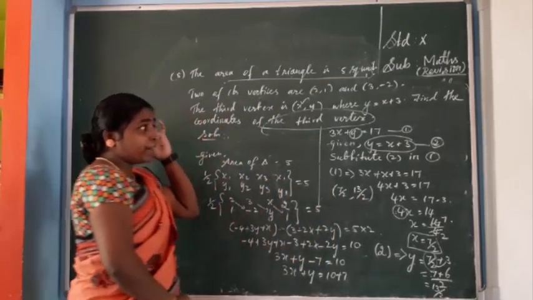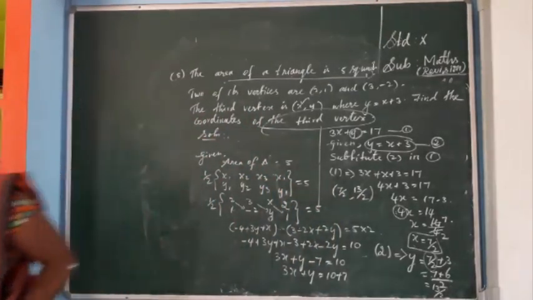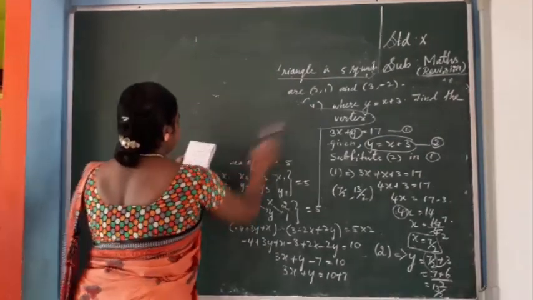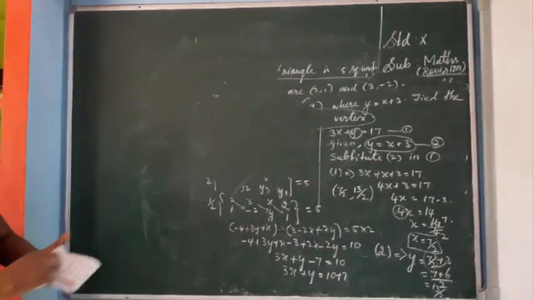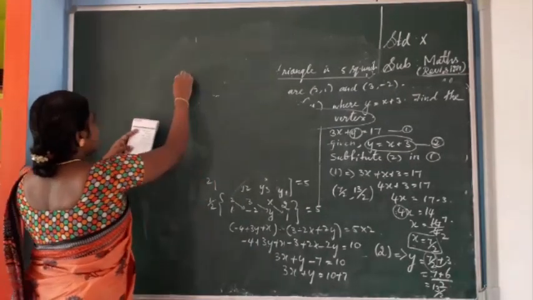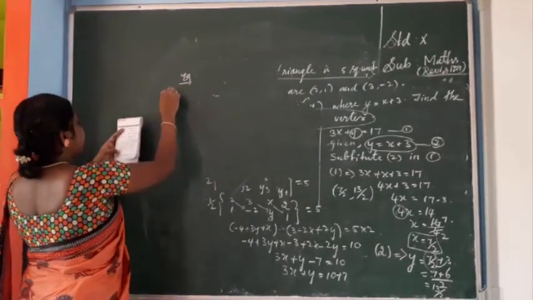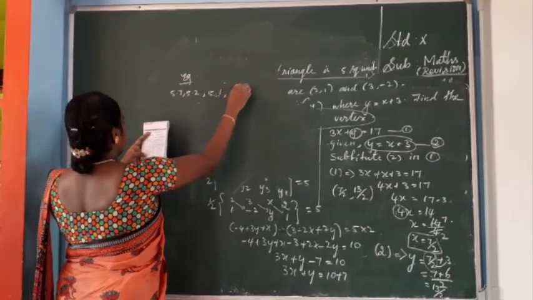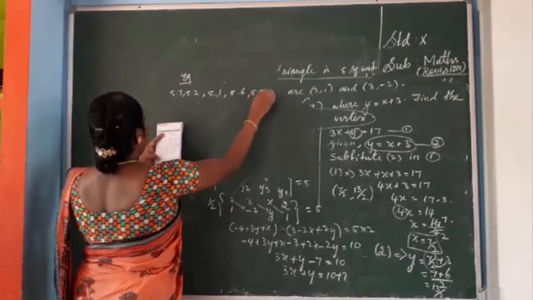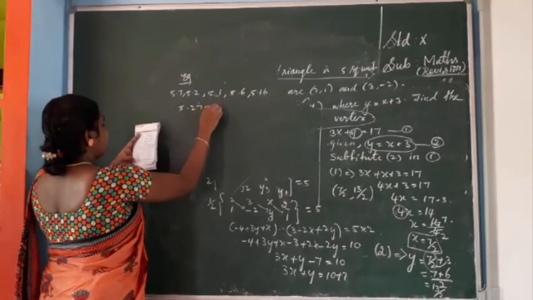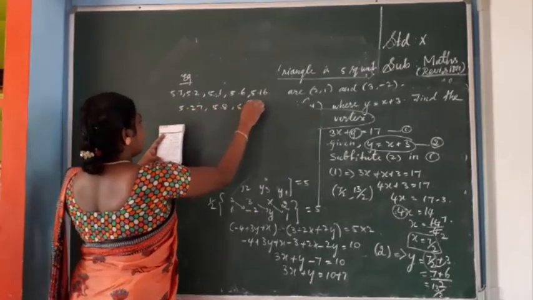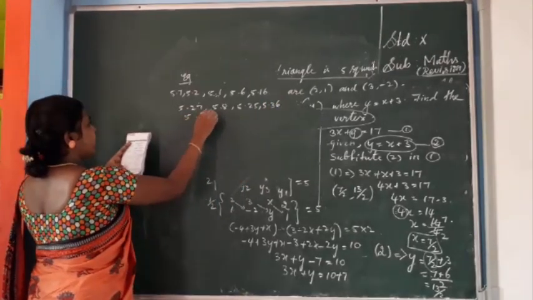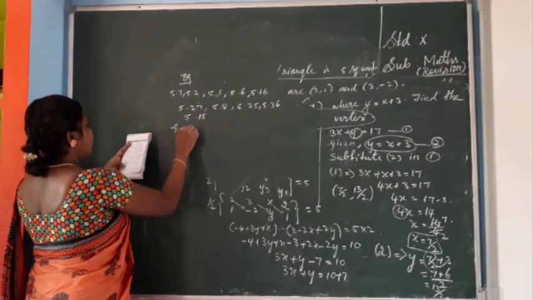Okay, some more important problems I am giving. Example problems are 5.7, 5.2, 5.1, 5.6, 5.16, 5.27, 5.8, 5.25, 5.36, 5.15. Okay, next exercise problems.